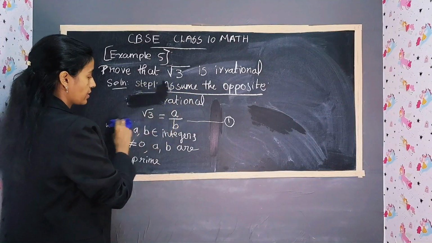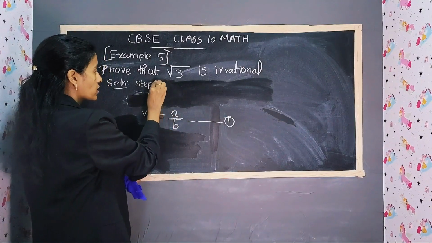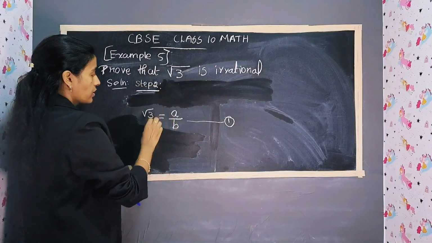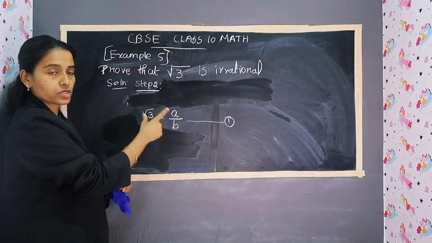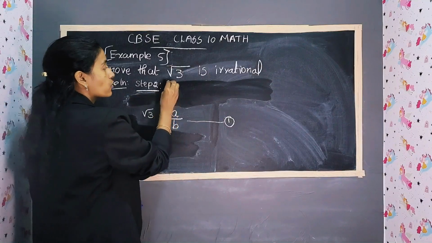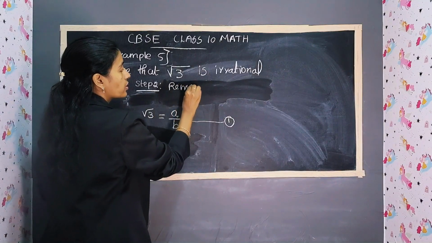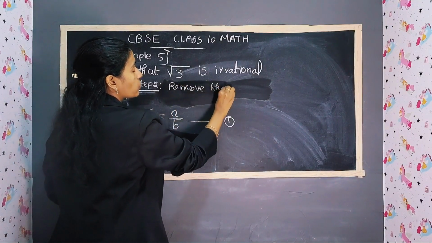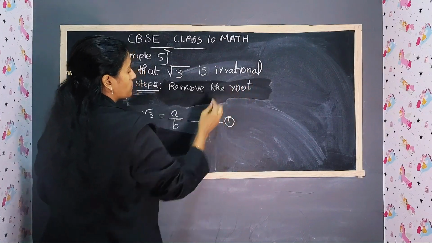You remember this line. Step number 2 is here we are going to simplify this term. So we should remove this root first. So remove the root. Step number 2 is remove the root.